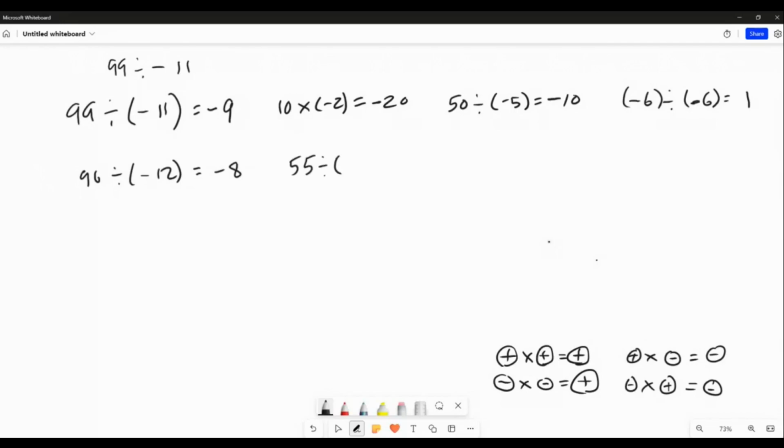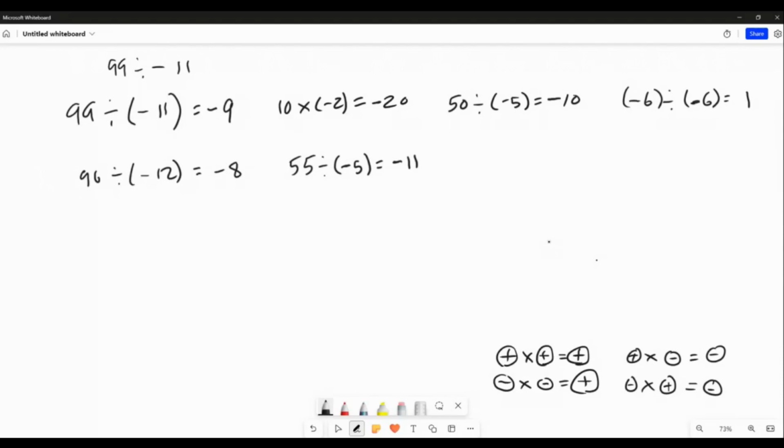55 divided by -5. What do you think the answer is for that one? Okay, correct. 55 divided by 5 is 11. And since the signs are different, our answer is negative.